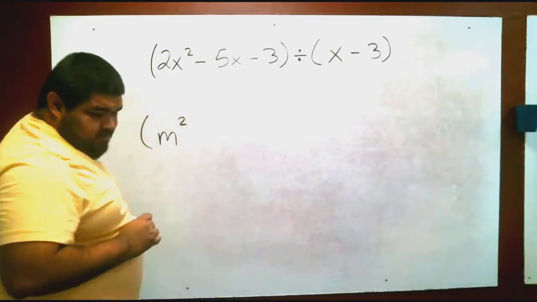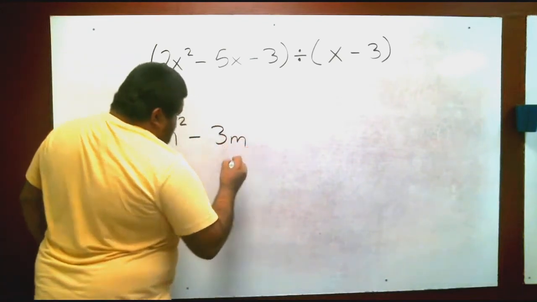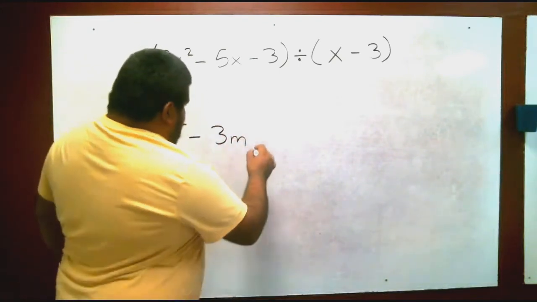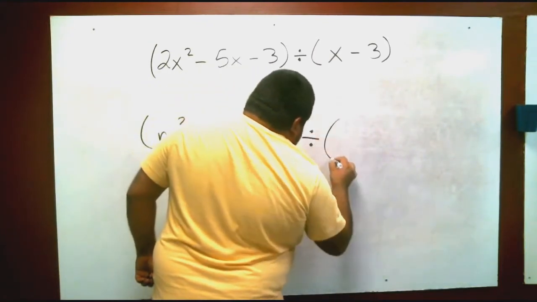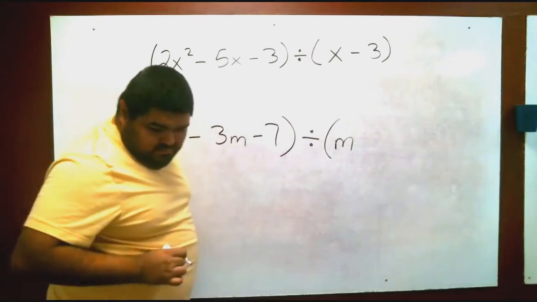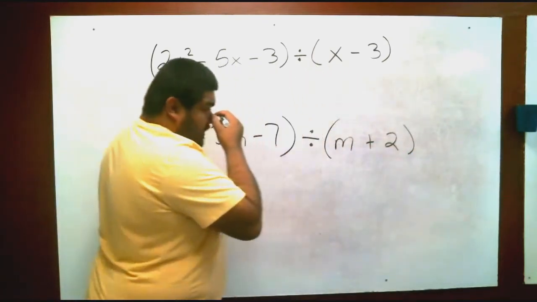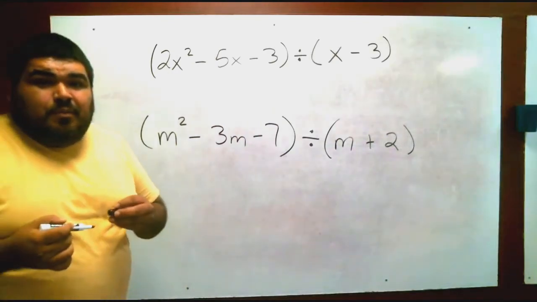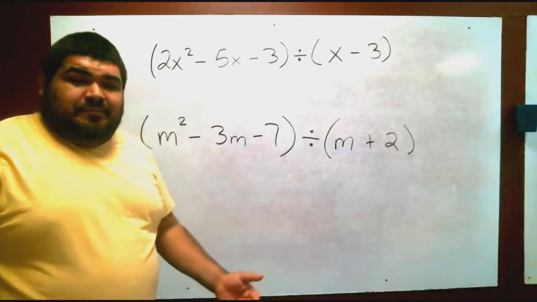m squared minus 3m minus 7 divided by m plus 2. Okay? So there's 2 problems on the board. Again, we're doing long division.